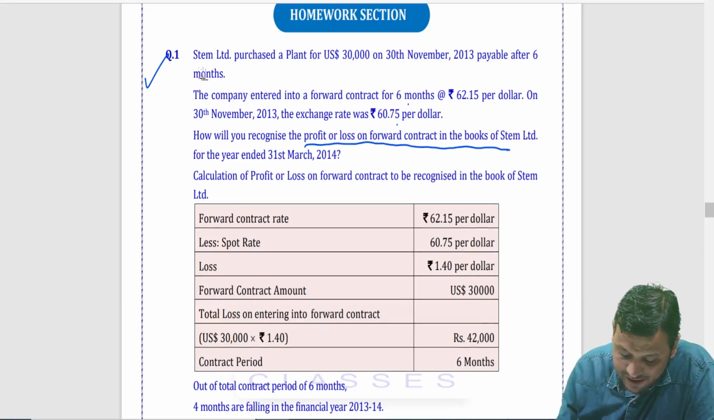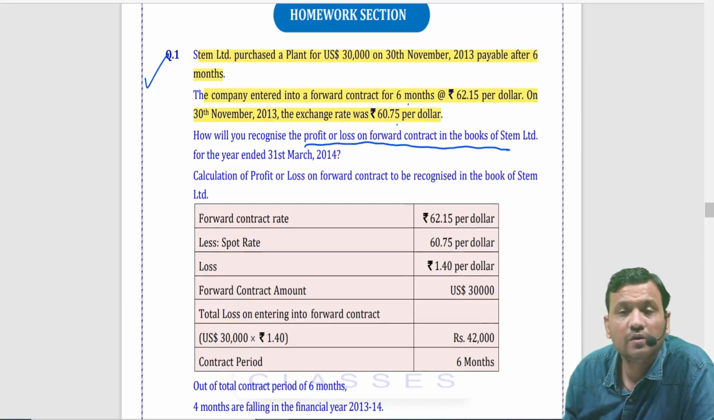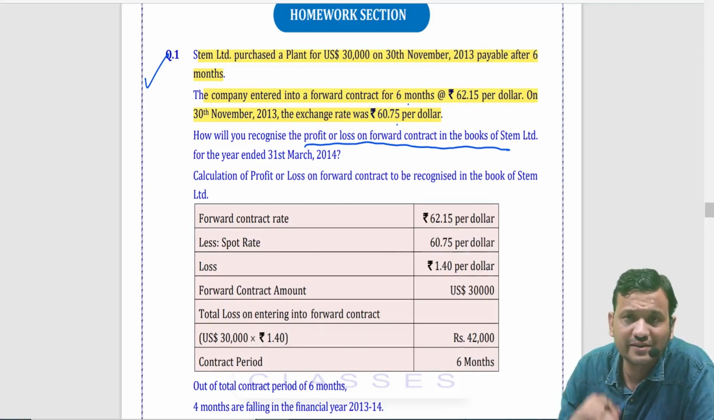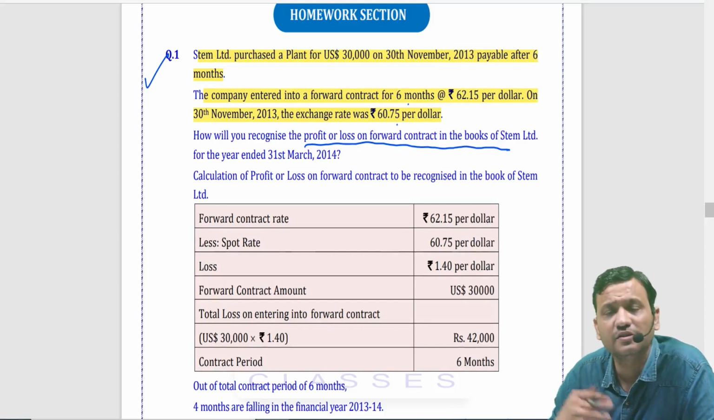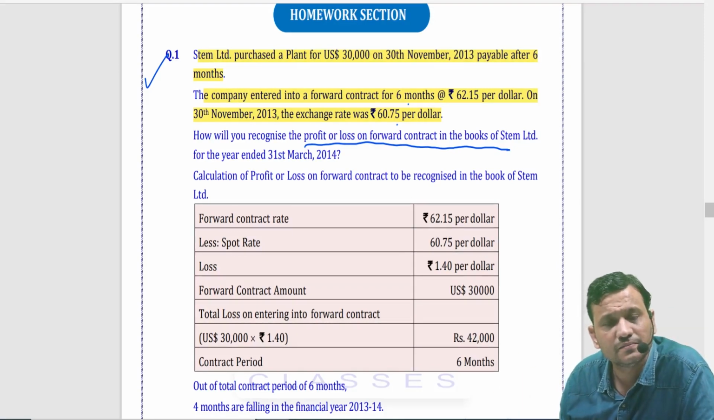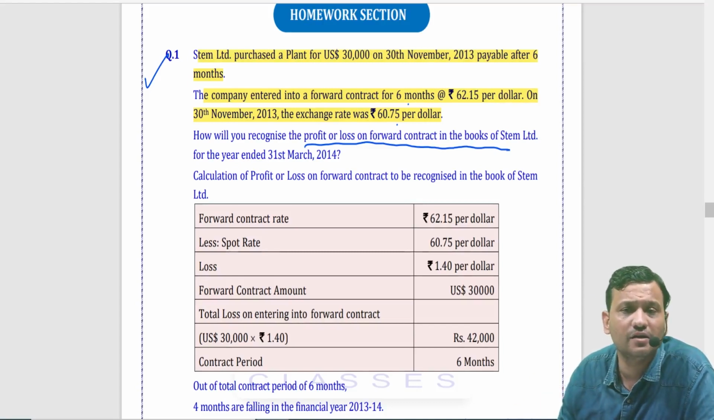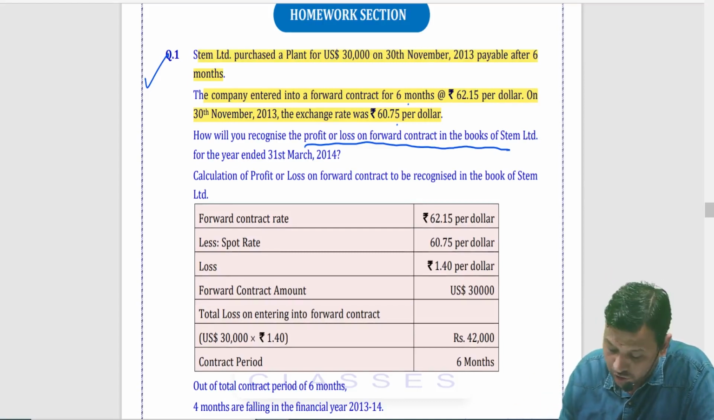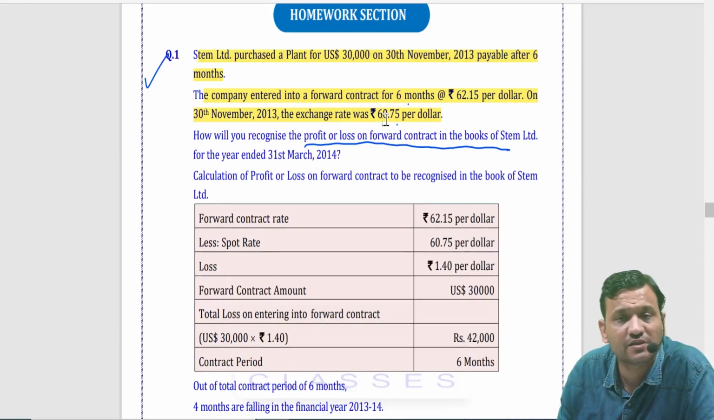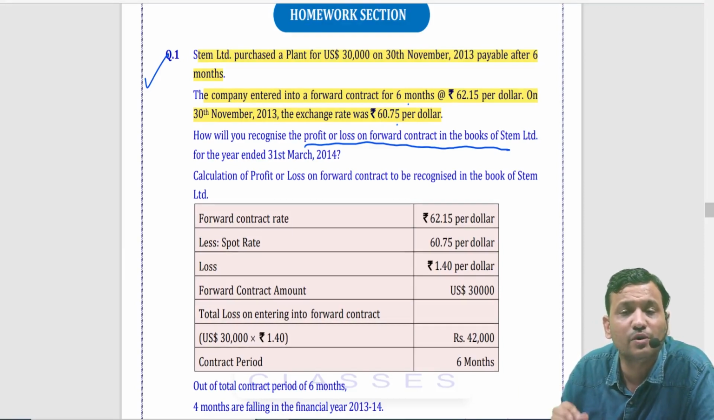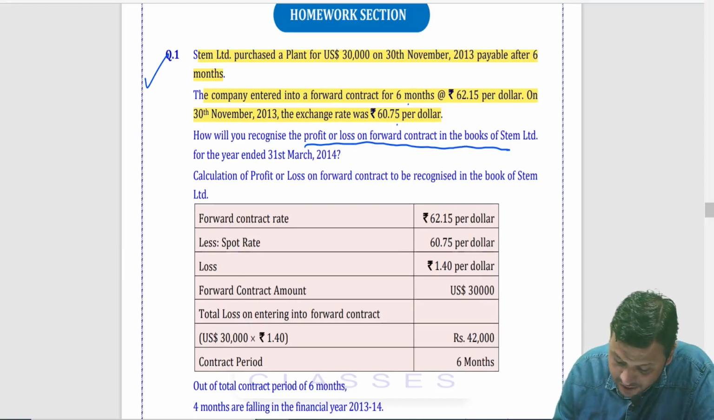Now friends, by reading this question only I can say this forward is for hedging. Why hedging? Because I purchased the plant and I have to pay after 6 months in dollars. So don't you think I have a risk? Currency rates will change. This is the risk. In order to eliminate that risk, what have I done? I have entered into a forward contract. The forward rate is 62.15, the spot is 60.75. So can I say the premium is 1.40 per dollar? This is nothing but forward premium.